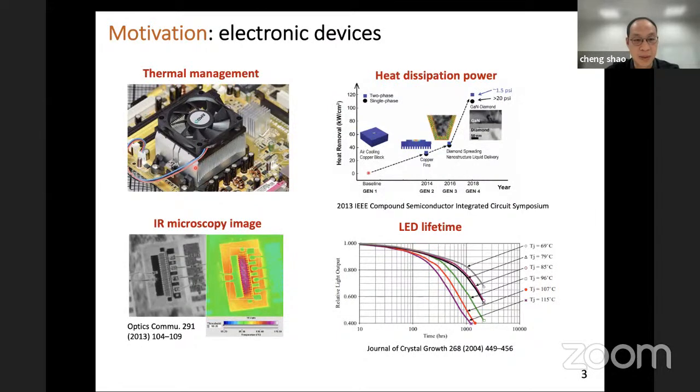As we all know, thermal management in electronic devices is the bottleneck problem for the development of semiconductors. As we can see from the right-hand side figure, the local heat flux can reach a value of 100 kilowatt per centimeter squared, which is even larger than the heat flux on the sun's surface. From the IR image, we can see that the temperature of the packaging of the device can exceed 100 degrees. And as can be seen from these figures, with the increase in die temperature, the lifetime of an LED device or computer will decrease largely.